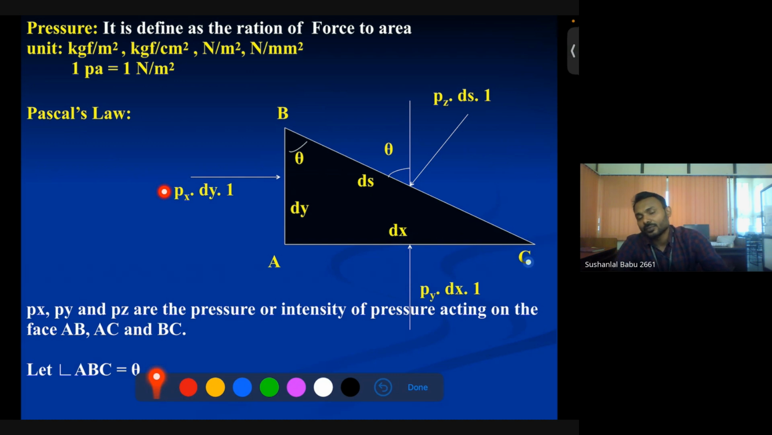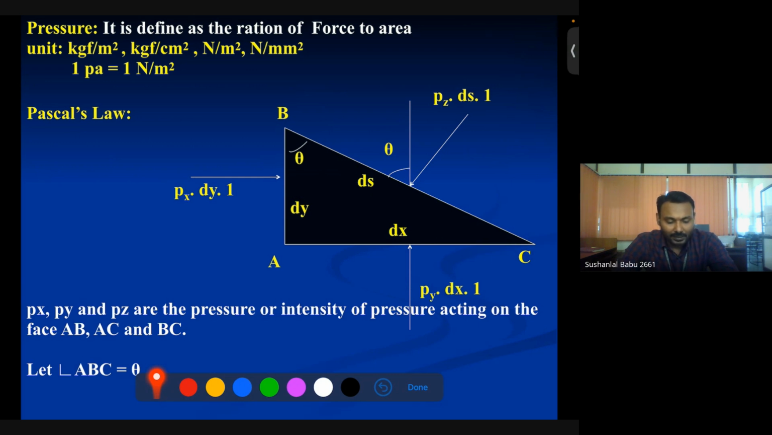How can we calculate force? Pressure is force acting per unit area, so force is pressure times that area; the total area gives you the total force acting on that particular area. Now we can see the length of BC is DS, the length of AC is DX, and the length of AB is DY. Keeping this in mind, we will explain.